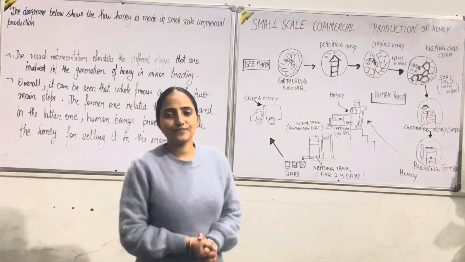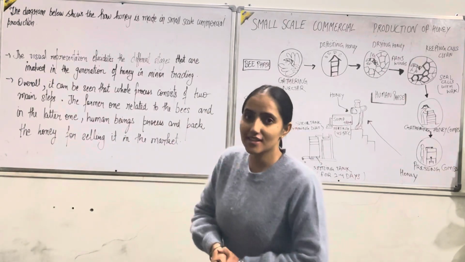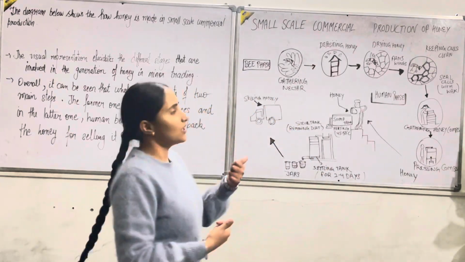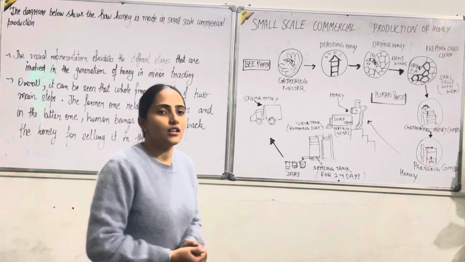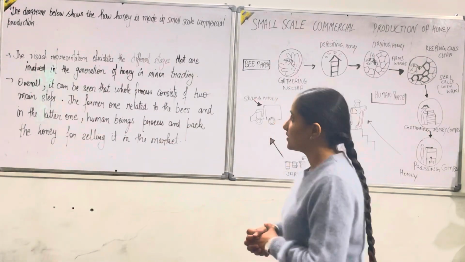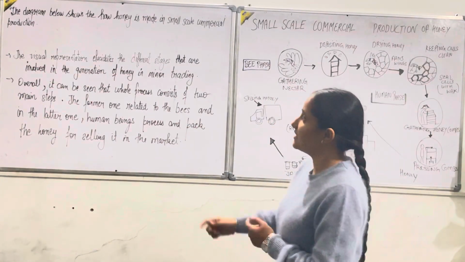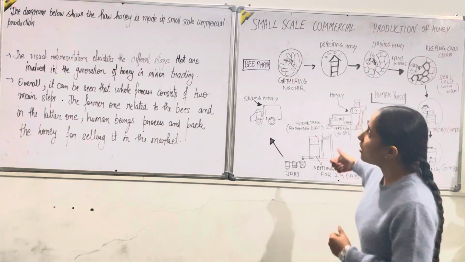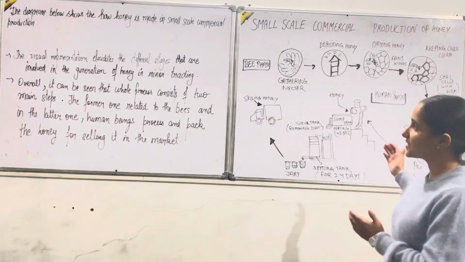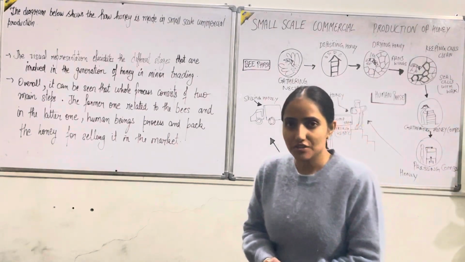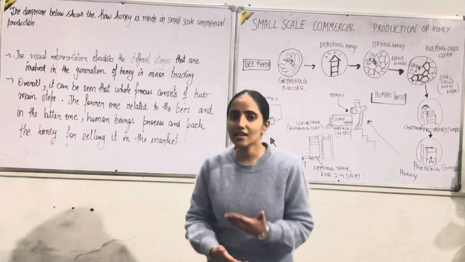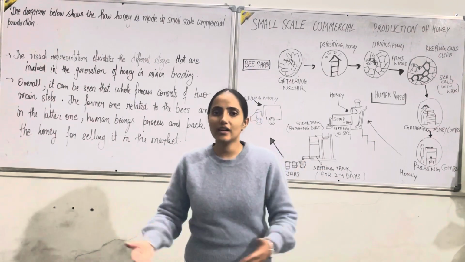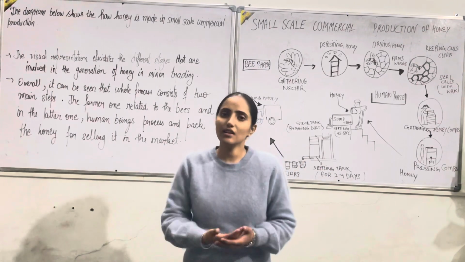Hello everyone. Today I am going to discuss Task 1, that is a process of the production of honey. So let's start with Task 1. The Task 1 statement is the diagram below. This diagram shows how honey is made in small scale commercial production. It means how honey is being generated in a small trading or small scale commercial production.